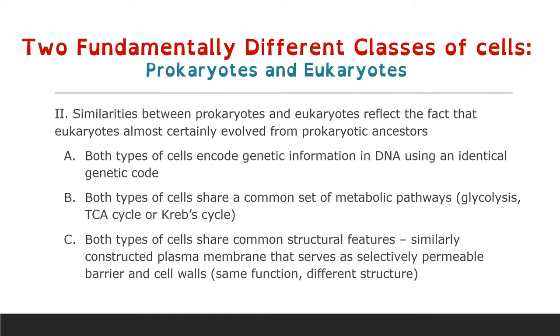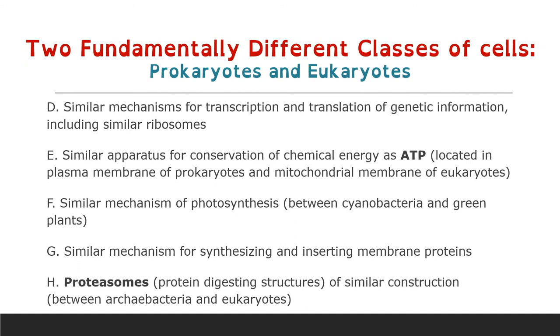Similarities between prokaryotes and eukaryotes reflect the fact that eukaryotes almost certainly evolved from prokaryotic ancestors. First, both types of cells encode genetic information in DNA using an identical genetic code. Second, both types of cells share a common set of metabolic pathways such as glycolysis and the TCA cycle, or the Krebs cycle. Next, both types of cells share common structural features: a similarly constructed plasma membrane that serves as a selectively permeable barrier, and cell walls with the same function but different structure. They also have similar mechanisms for transcription and translation of genetic information, including similar ribosomes.